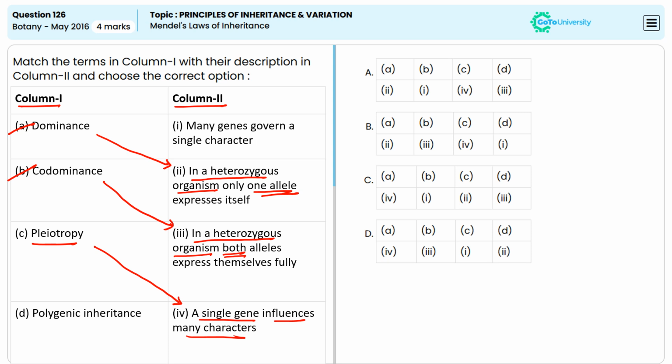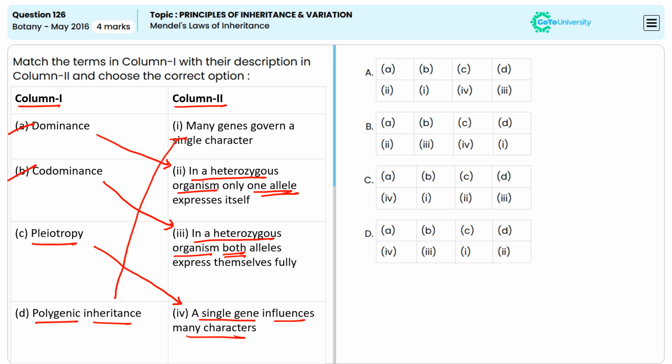Now finally we have polygenic inheritance. So in polygenic inheritance, many genes control the expression of a single trait or character. So that means the correct answer will be the first one in column 2.